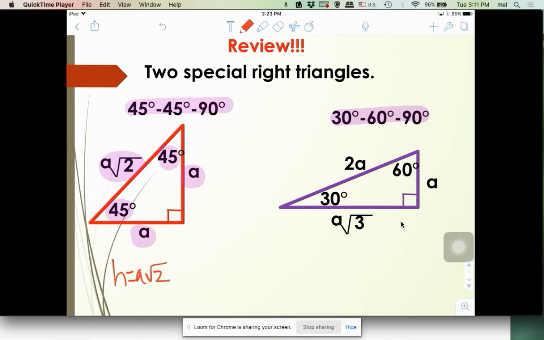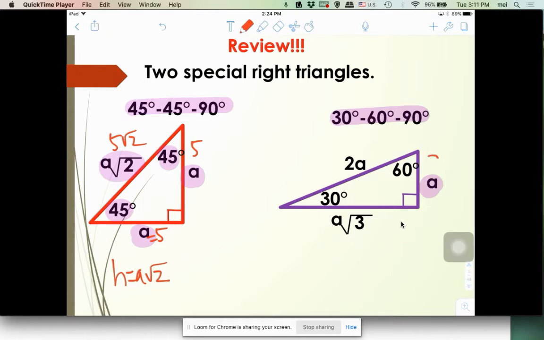For example, if you're given that one side A is 5, the other side should be 5 also, then the hypotenuse is going to be 5 radical 2. And that's it on the 45, 45, 90. Let's take a look at the 30, 60, 90. There are three different sides here, because all three angles are different.